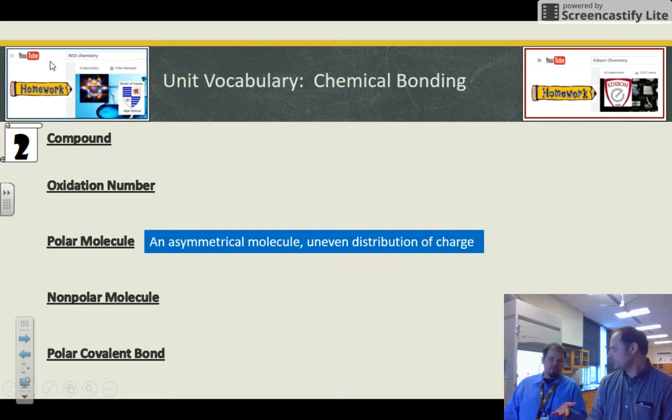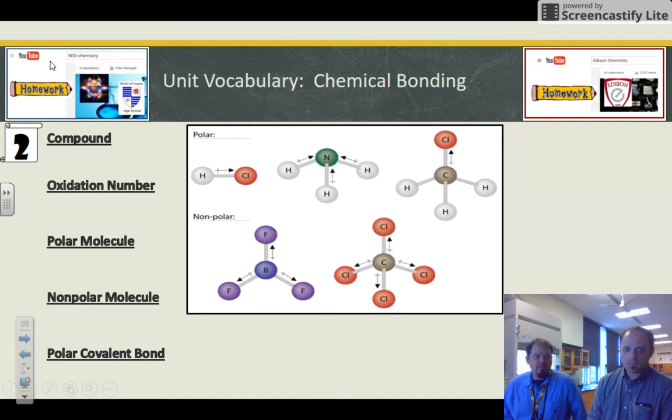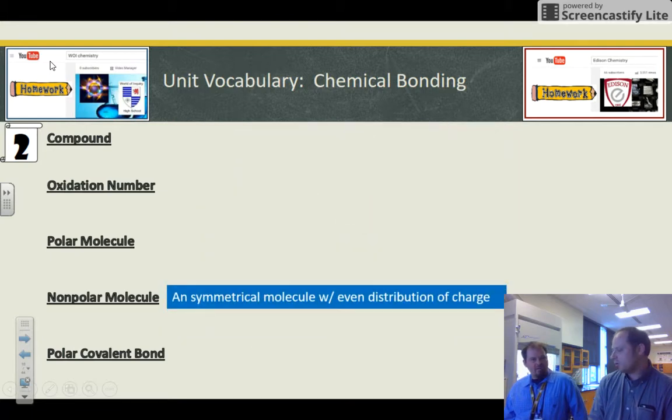And when he's talking about charge, he's talking about the electron distribution. That's all the negatives around it. Are they all on one side, or are they all evenly spaced? So a nonpolar molecule would be the opposite. There are some examples here of nonpolars. This is a symmetrical molecule with an even distribution of electrons.